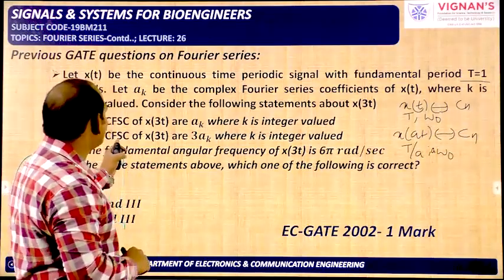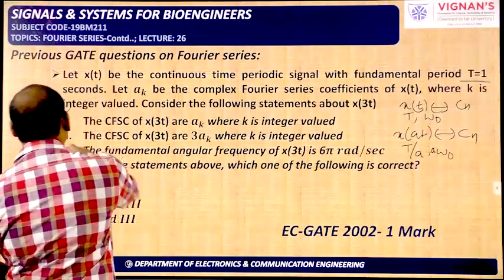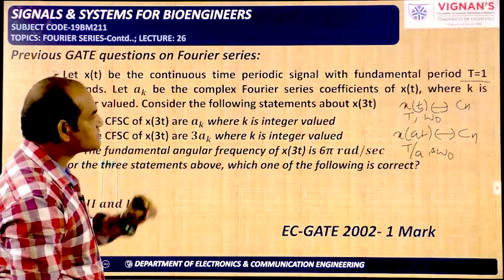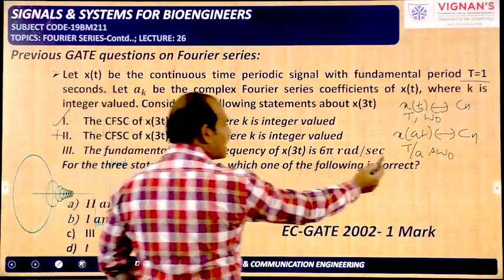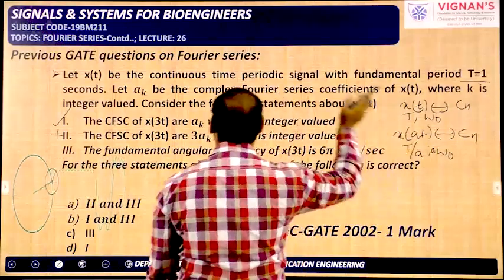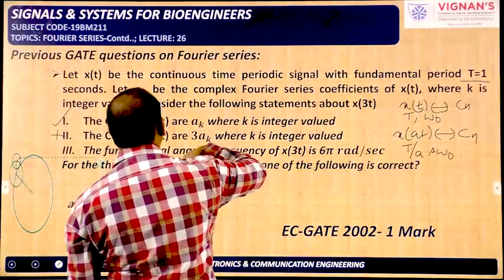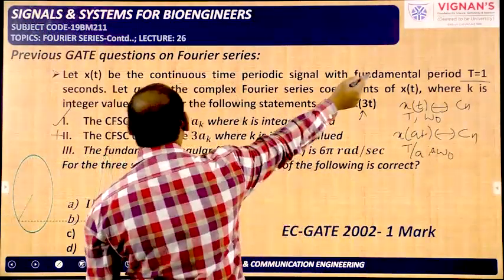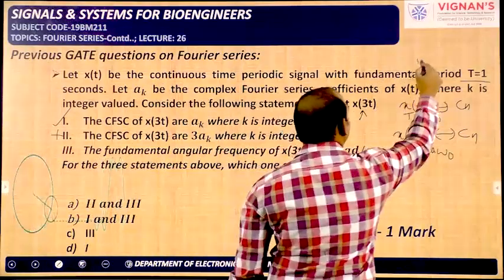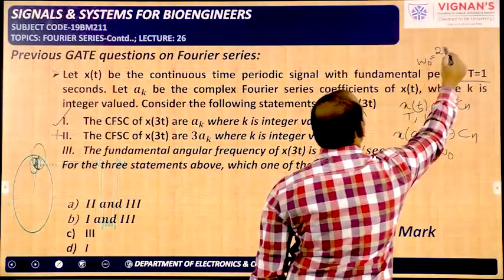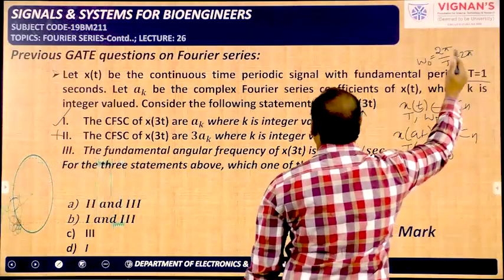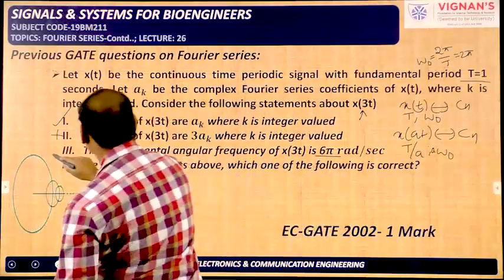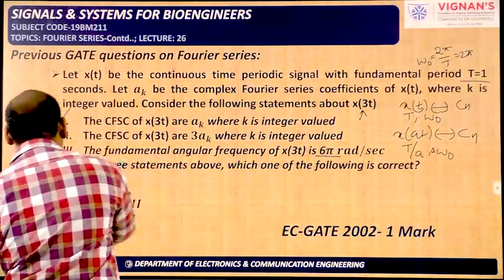The complex Fourier series coefficients of x of 3t are 3 into a_k. So the second one is wrong. Third one, the fundamental angular frequency of x of 3t is 6 pi. That means the fundamental frequency of the original signal is to be multiplied with the scale factor. Here the scale factor is 3. Here they have given the time period is 1 second, so the fundamental frequency is 2 pi by capital T, that means 2 pi. It has to be multiplied with the scale factor 3, that means 2 pi into 3 means 6 pi. So it is also correct. So 1 and 3 are correct. That means option B is the correct one.